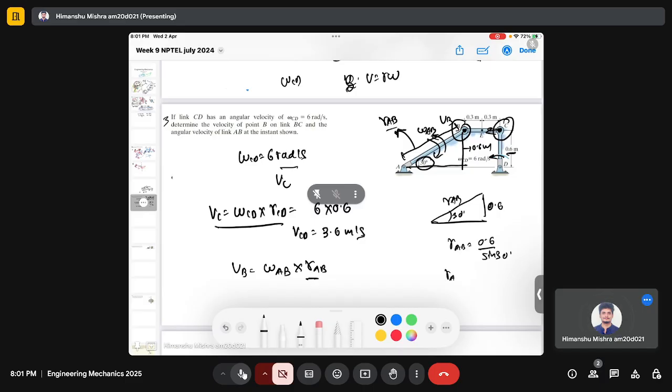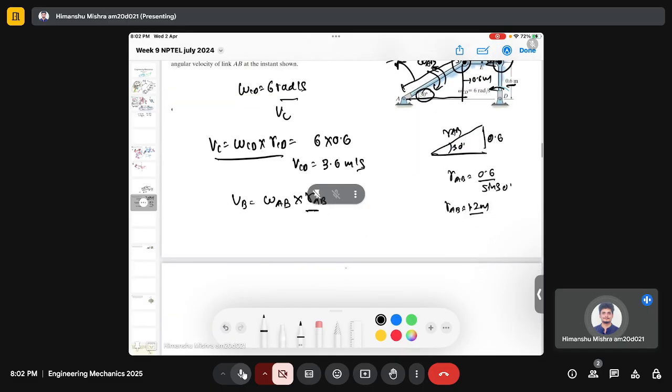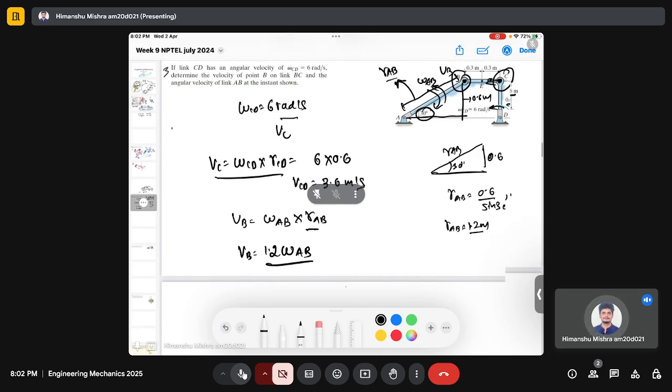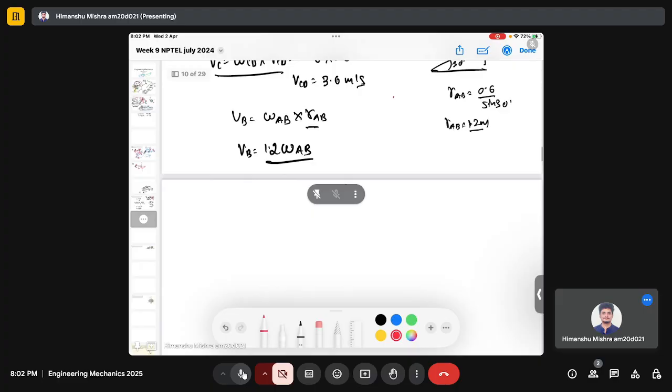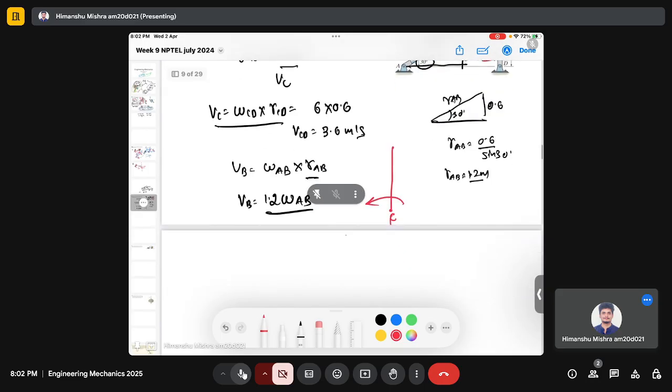So RAB is 1.2 meter. So my VB will be 1.2 omega AB. So we don't know the magnitude of omega AB. Now we can identify the instantaneous center because we know that it is rotating in the counterclockwise direction, which means the velocity of point C is toward the left. If this is rotating in the counterclockwise direction, then this will be the direction of my VC.